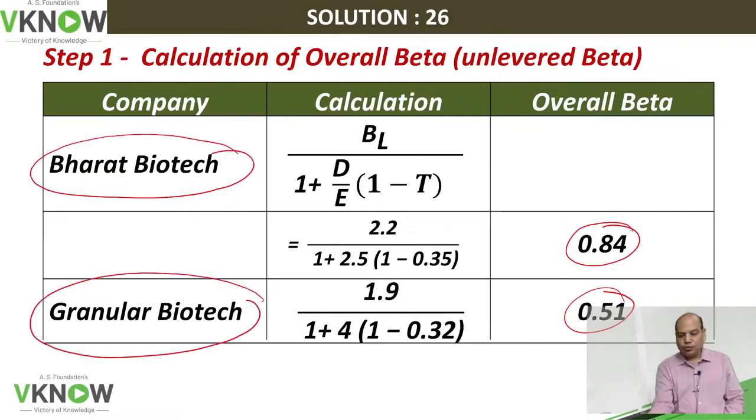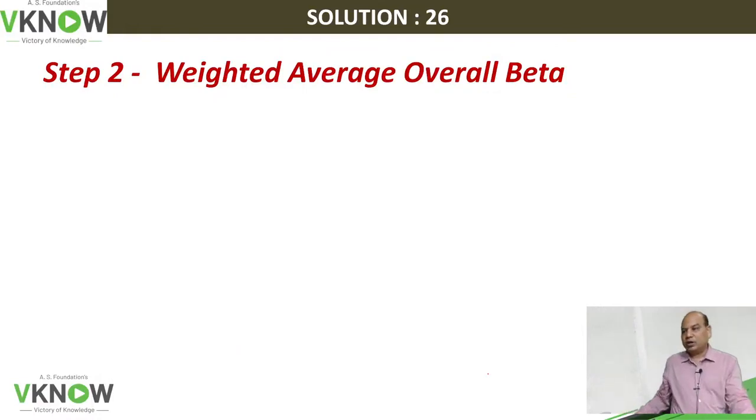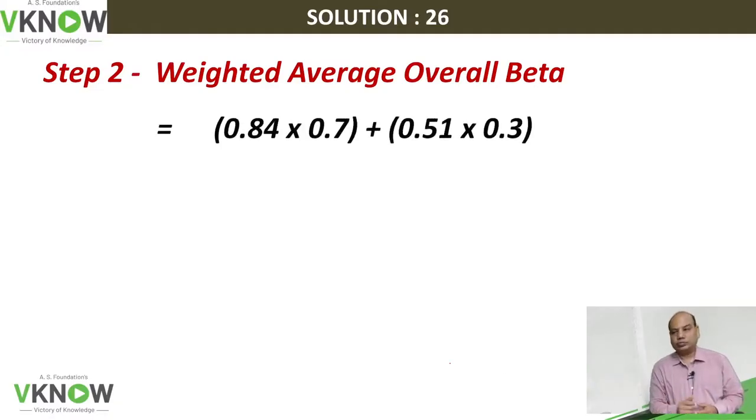As per the question, we will give a weightage of 0.70 and 0.30 to these two numbers, so that we get the weighted average overall beta. Please write down: weighted average overall beta will be the overall beta of these two companies multiplied by the weights. 0.84 into 0.7 plus 0.51 into 0.3. Reply please, everybody.